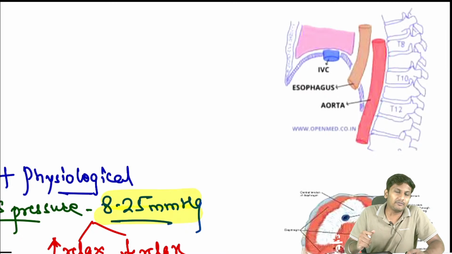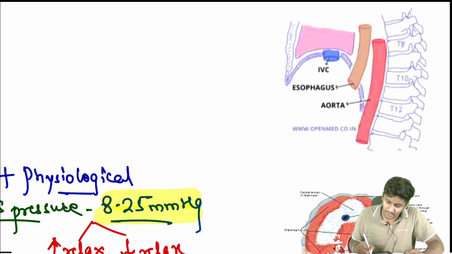Here they seem at the same level, but they are not at the same level exactly. The opening that you can see in the central tendon of the diaphragm is present at the level of T8. This is for the inferior vena cava. The second opening, at the junction, is known as the esophageal opening, present at the level of T10. The esophagus passes via it.